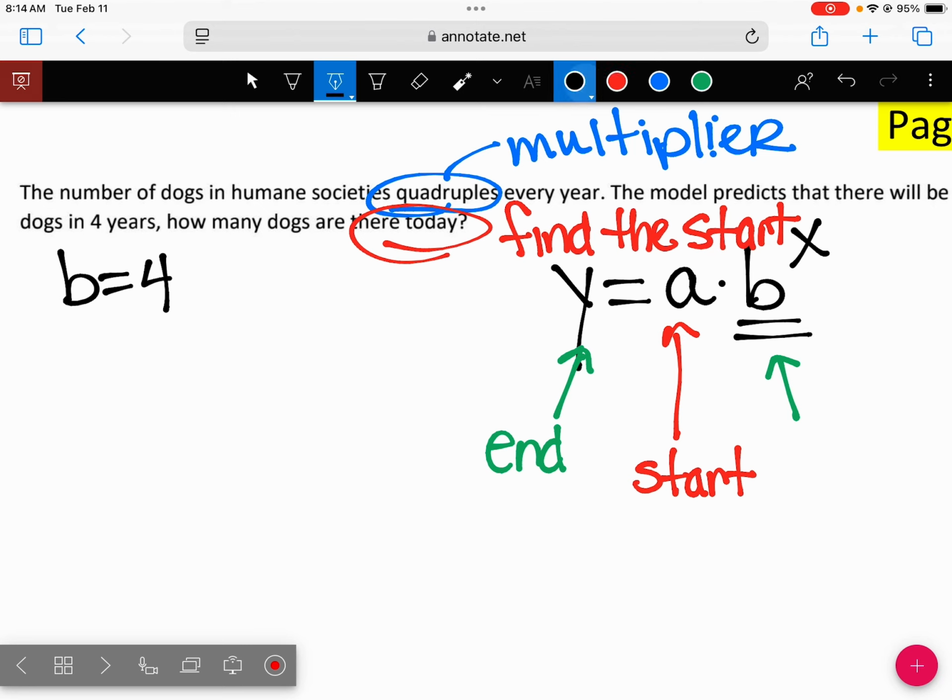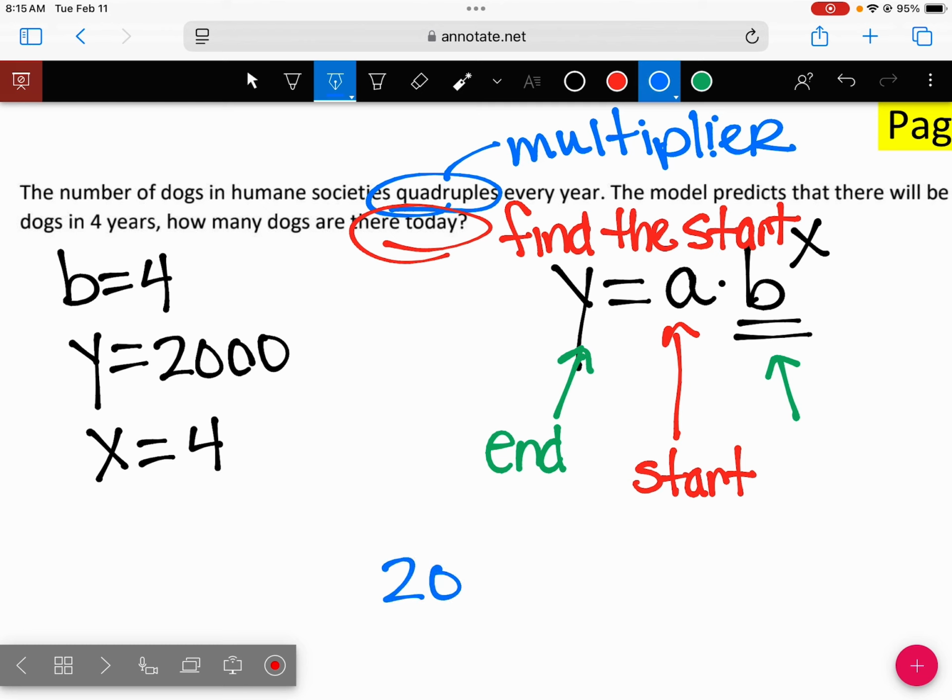So we know that Y equals 2,000, and we need to find A. We also know that X is 4. So we know everything in this equation except for A. So let's go ahead and substitute in what we know. So we're going to have 2,000 equals A times 4 to the power of 4.